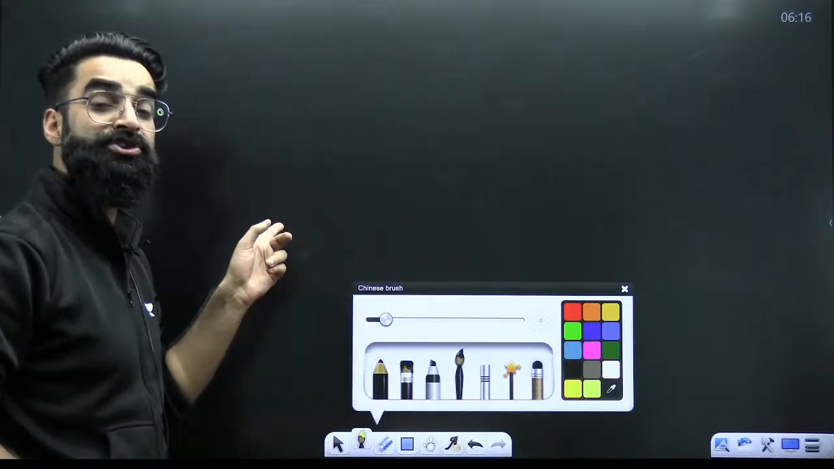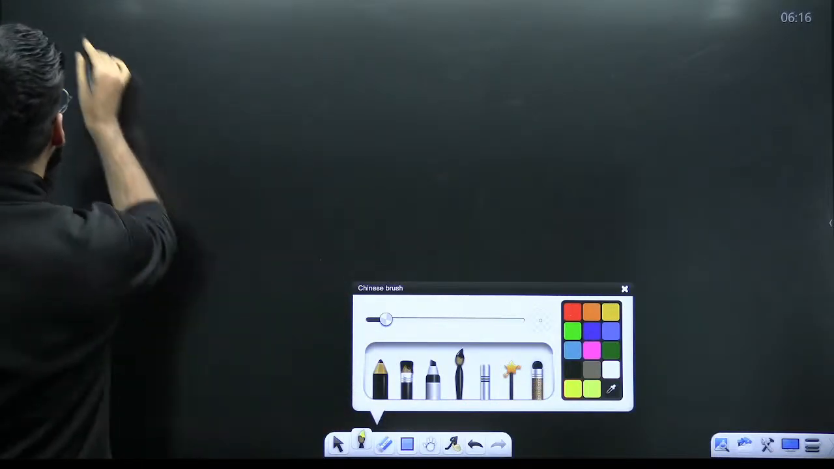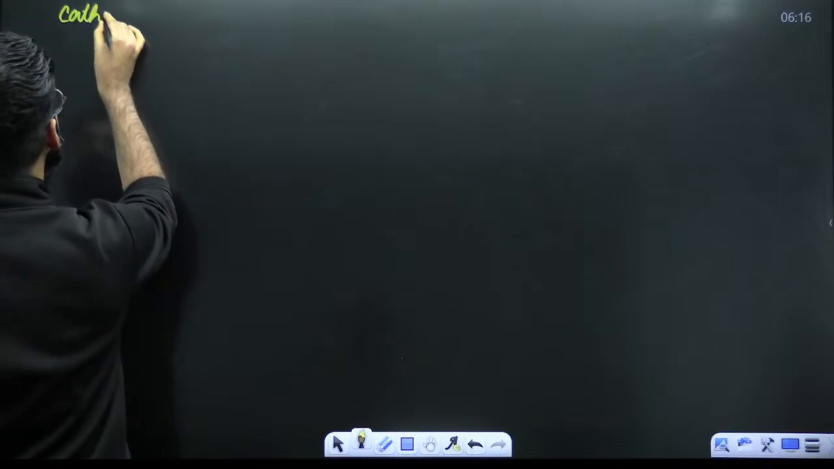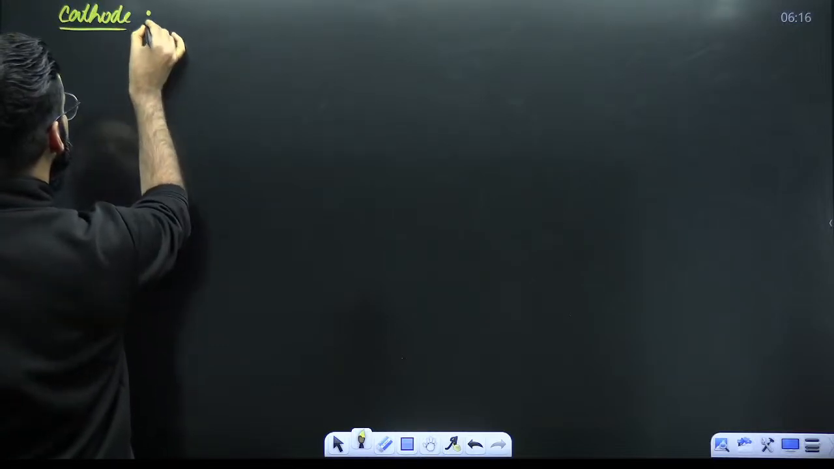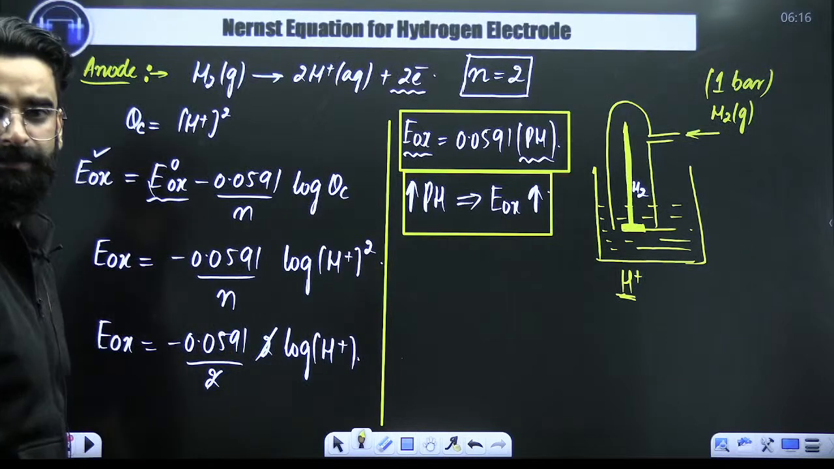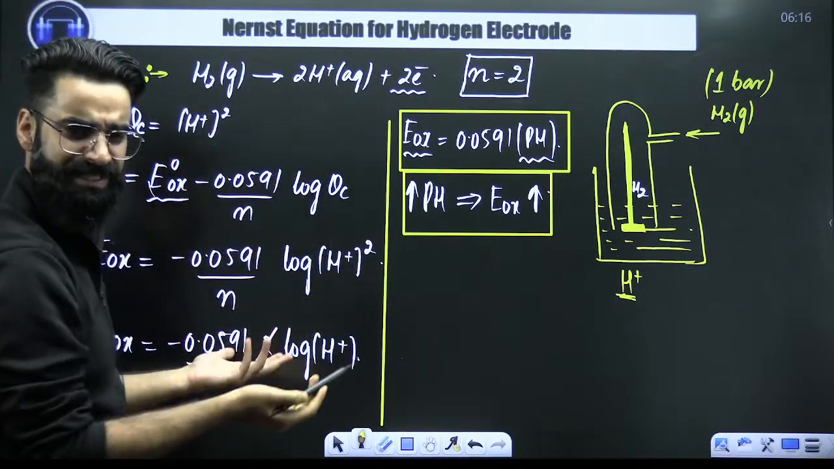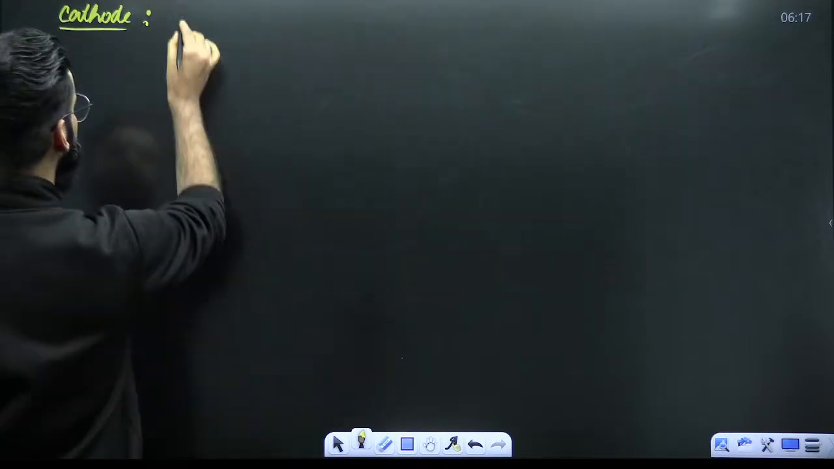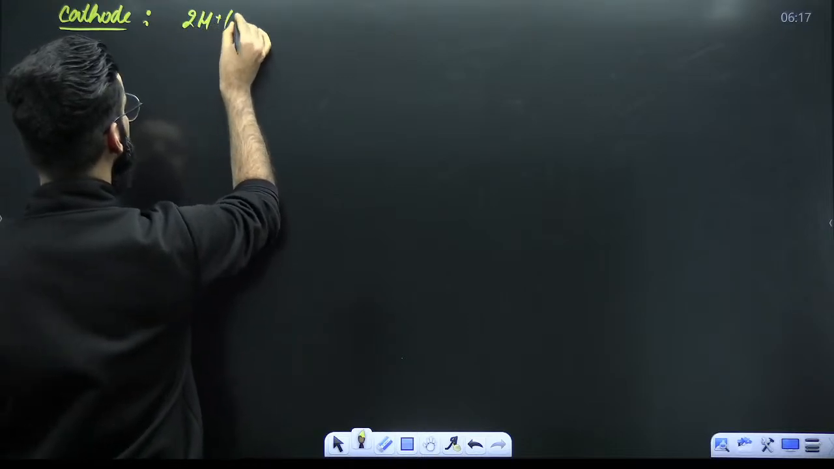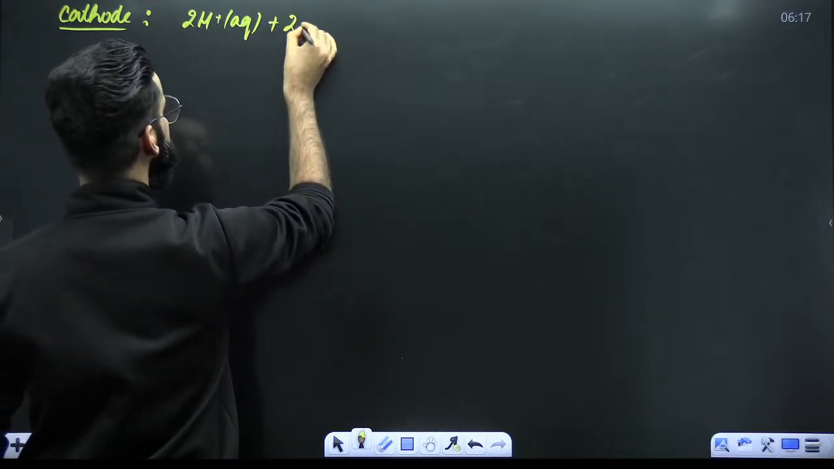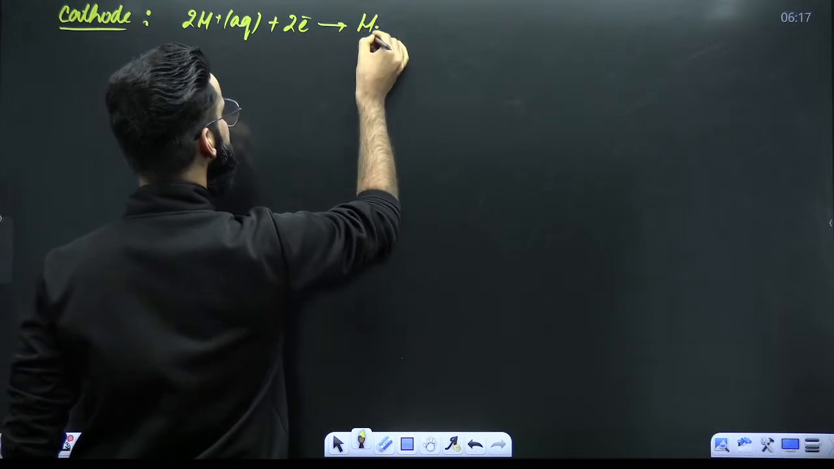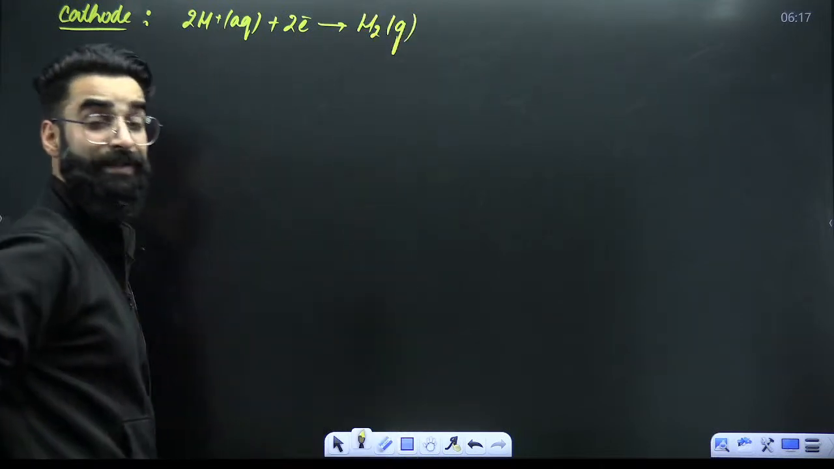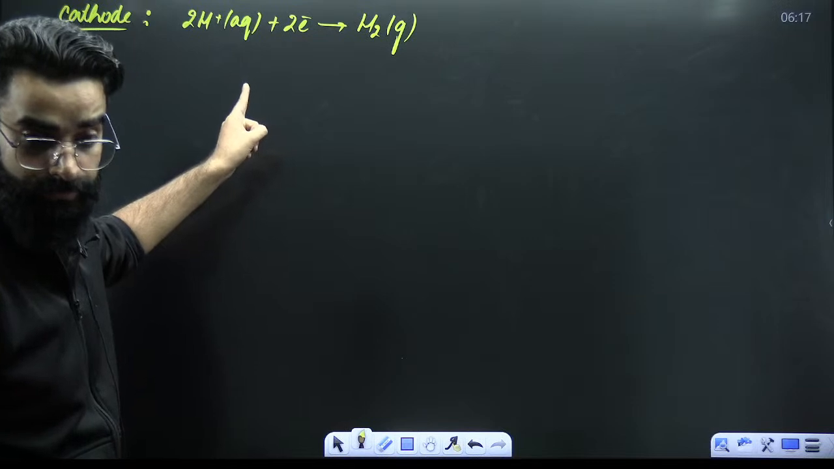And tell me just one thing. When the same hydrogen electrode behaves like the cathode, what will happen? A reduction will happen. Just reverse this reaction. So the reaction now is going to be 2 H positive aqueous plus 2 electrons gives H2 gas. So this is the reaction when the hydrogen electrode behaves like the cathode.